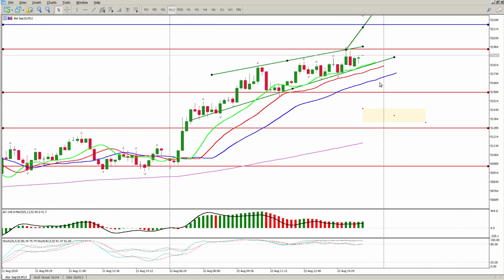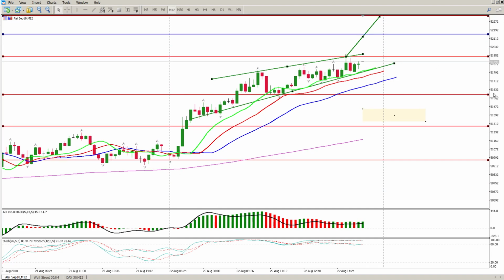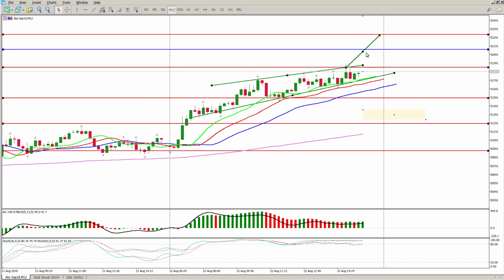We do have a wedge here. If it breaks to the downside, then you will get your short signal here. If it breaks to the upside, you're probably going to hit one of these 2 levels here. Either this level of 52150, or we're going to hit 52325. Both of these areas would be a good area for a short as well. So for me, I'm expecting something to happen at the open.